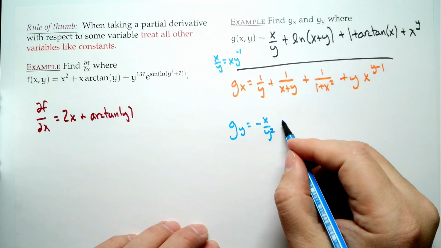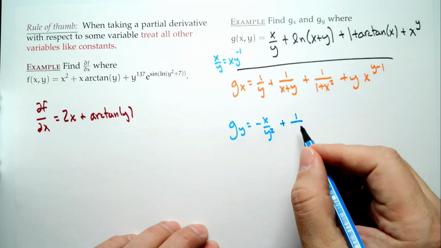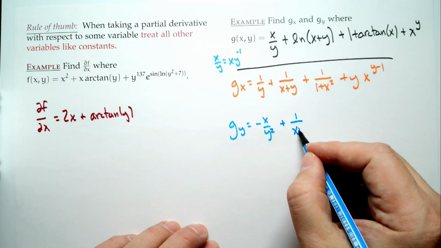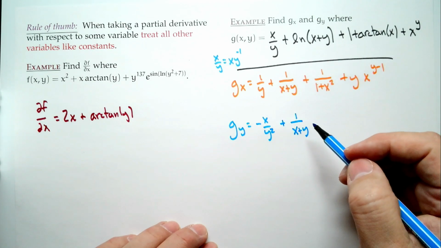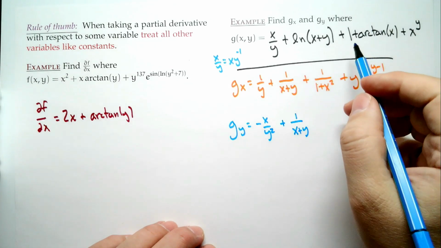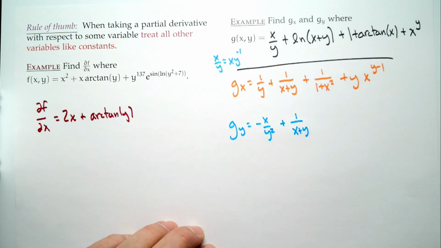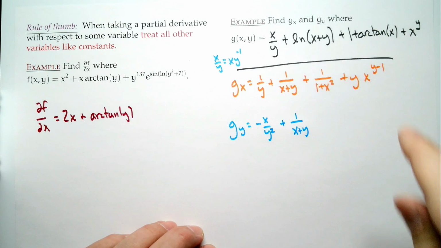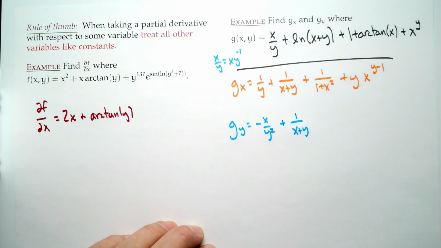Derivative of natural log of x plus y. Oh, I goofed. I should have said derivative of natural log of x plus y with respect to y is 1 over x plus y. But wait a second. Isn't that what we got when we took the derivative with respect to x? Yeah, okay, there's symmetry here. It's okay. Derivative of 1? 0. Doesn't matter whether it's with respect to x or with respect to y. Derivative of arctangent of x with respect to y? 0. Derivative of x to the y.